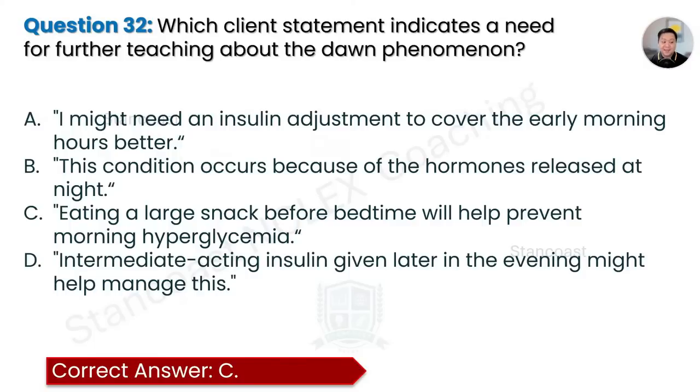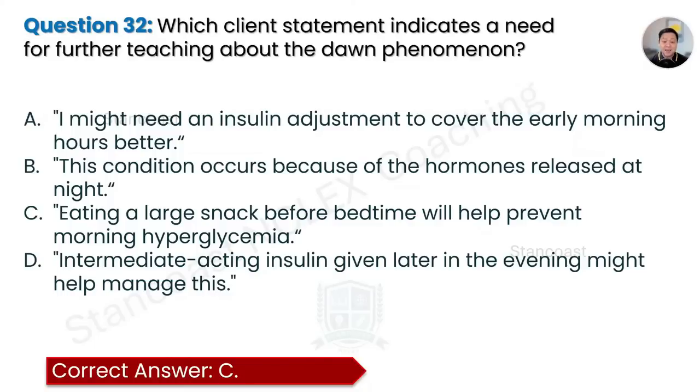So in this question, you have to identify the incorrect statement among accurate ones. So focus on the pathophysiology of the dawn phenomenon, which is driven by hormonal surges, not hypoglycemia. And so for letter A, which is an incorrect option, the insulin adjustment is an appropriate intervention for managing the dawn phenomenon and demonstrates understanding.